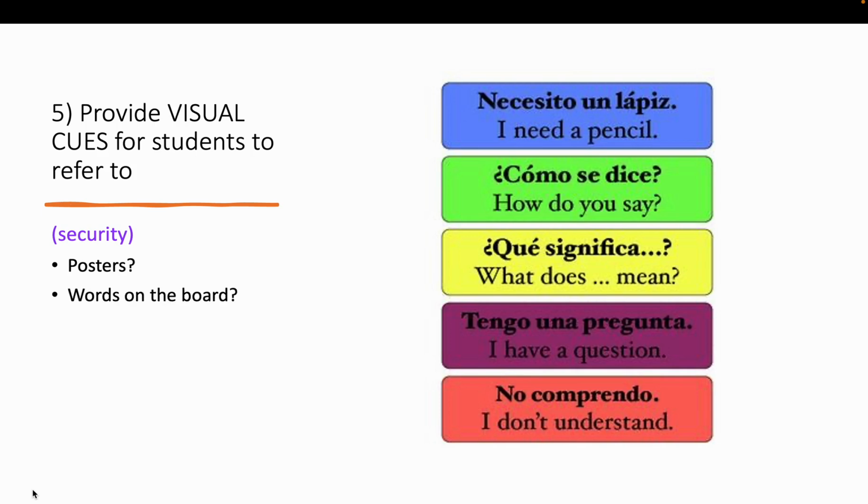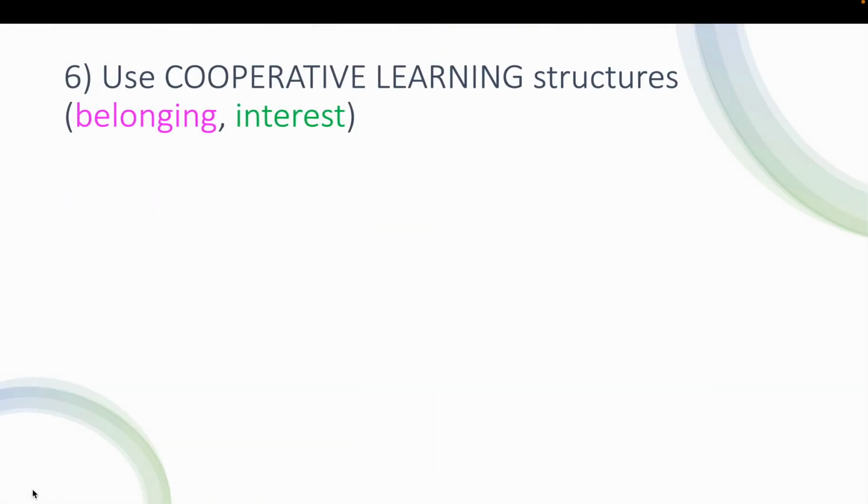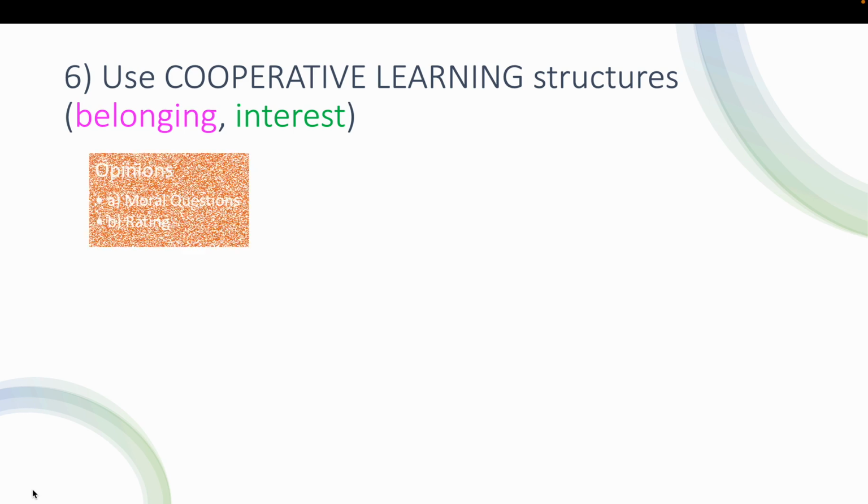So you can use posters, or if you're prepping an activity, then you can think about putting words on the board, for example. This is a tip for just about everything that you do in English class, but especially for oral interaction. You really need to do some cooperative learning structures. It's really hard to do oral interaction, to carry on a conversation, if you're not talking to someone else. So you really need another student in the picture.